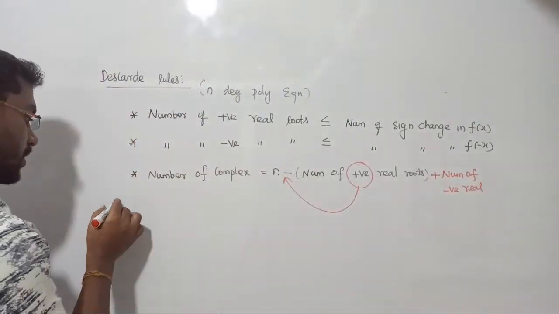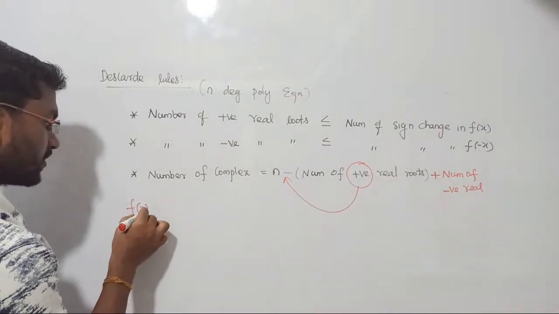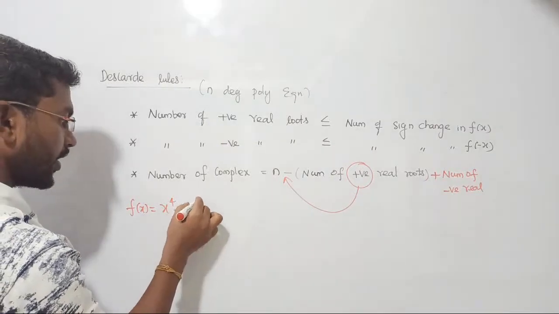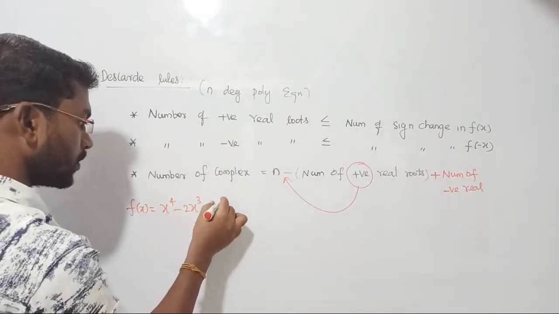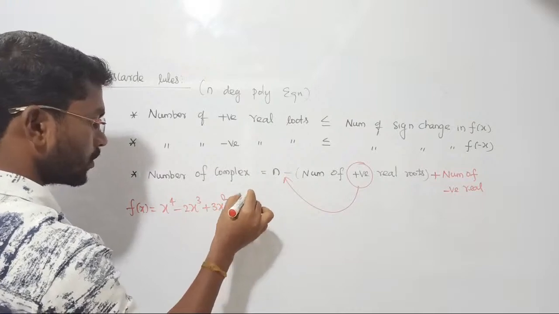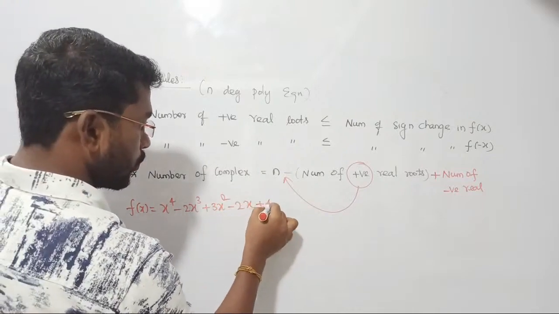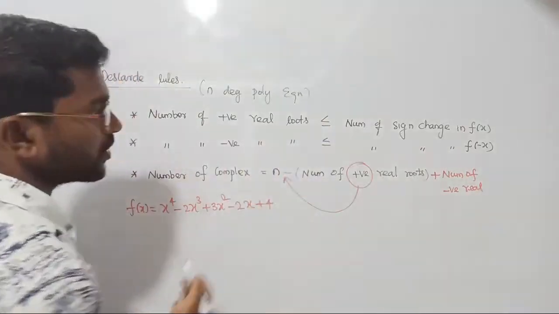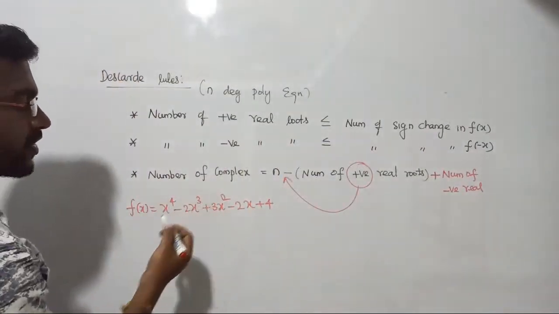Now for an example, a function is given like this. F of x is equal to x power 4 minus 2x cube plus 3x square minus 2x, right? Plus 4. A function is given like this and you are requested to find out the number of positive real roots. What will you do? Just identify the number of sign changes.